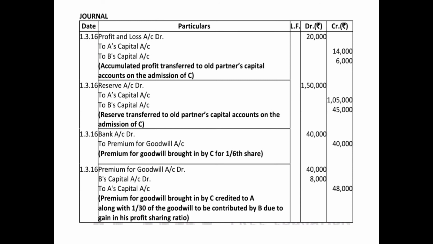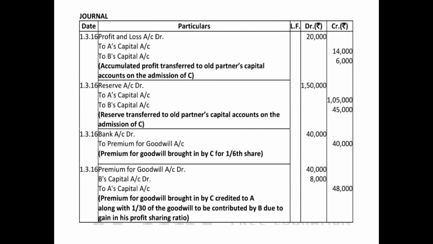The third entry is for goodwill brought in by the new partner. So the entry will be bank account debited rupees 40,000 to premium for goodwill account 40,000. The narration will be for premium of goodwill brought in by C for 1/6 share. And the last entry here is for paying this premium for goodwill and the compensation by the gaining partner to the sacrificing partner. As we were discussing, you can pass the separate entries or the combined entry. Here the entry has been passed in a combined manner.